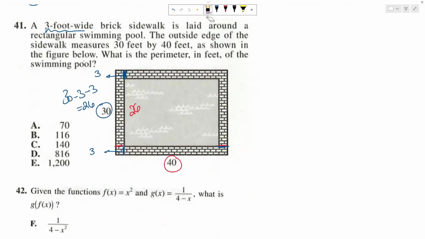I'm sorry, I don't know why I did that. 24, and then this one would be 40 minus 6, meaning 34. So this is 34. Now the perimeter is the sum of all the sides. So I just have to add 24 and 34 to each other, twice. This one is also 24 and this one is also 34.